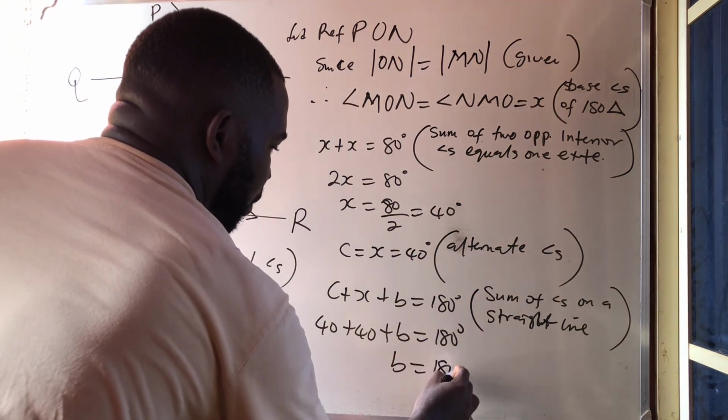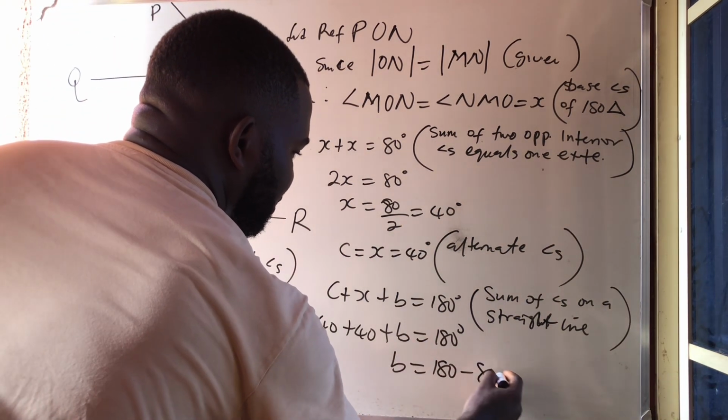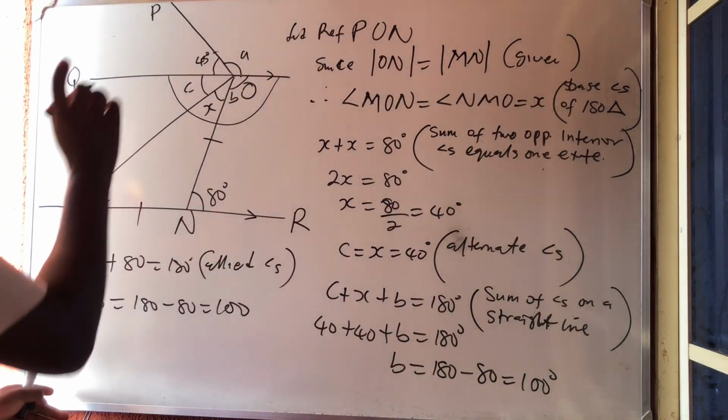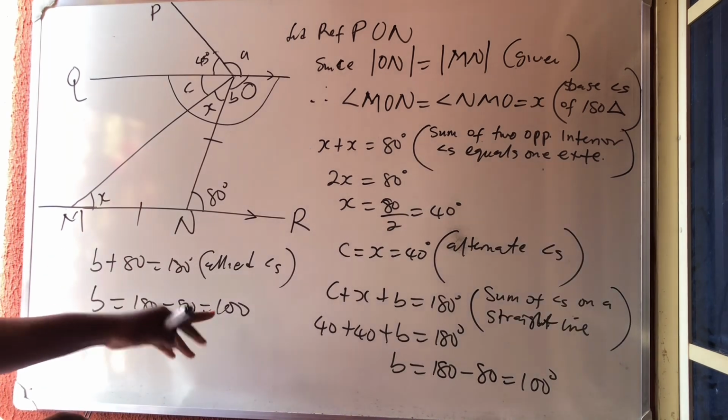You see, the same thing is giving me B. B is equal to 180 minus 80, which is 100 degrees. So all these ones I'm doing are just long processes. This one is even the shortest process. So I've gotten it from allied angles.